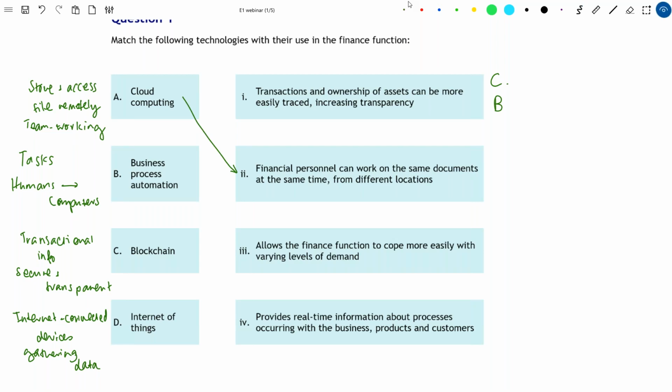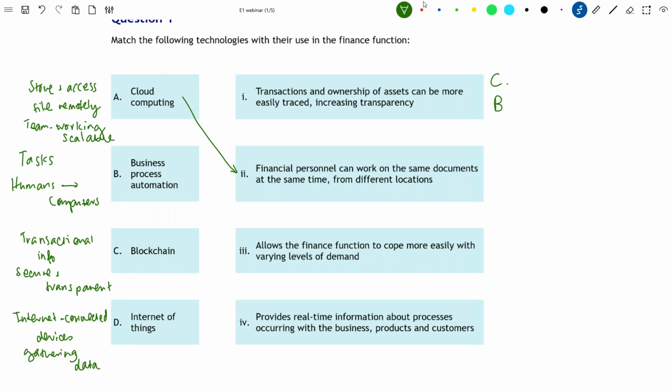So moving on to the third option, which is allows the finance function to cope more easily with varying levels of demand. Okay, well, this one could also initially look like cloud computing, as one thing that I didn't say earlier was that cloud computing is also really easily scalable. So just add that in here that we have it as scalable.